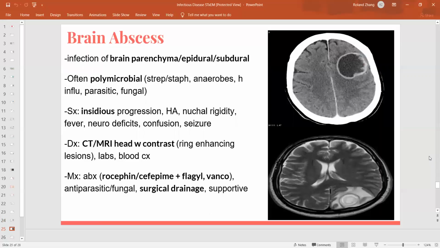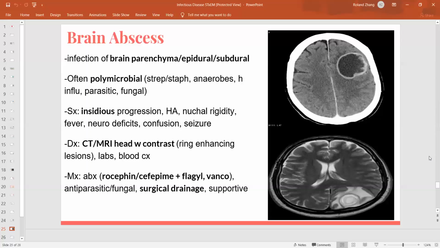Brain abscess. So brain abscess is an actual abscess within the parenchyma, or within or outside the dura. Often they're polymicrobial. The progression is generally pretty insidious. They will have meningeal signs, and oftentimes they will have neural deficit. And the neural deficit is actually what pinpoints your clinical suspicion. You definitely need a CT with contrast to see the ring enhancing lesion.